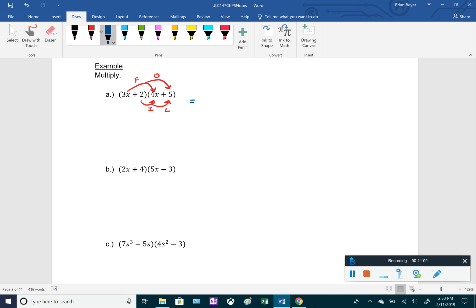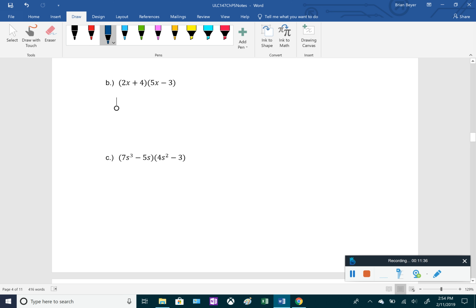So first one, 3x times 4x is 12x squared. 3x times 5 is 15x. 2 times 4x is 8x. And then 2 times 5 is 10. So all we're doing is multiplying every term from the first binomial into every term in the second one. So combining like terms here, we have 15x plus 8x. So that's 23x. So 12x squared plus 23x plus 10 is our final.